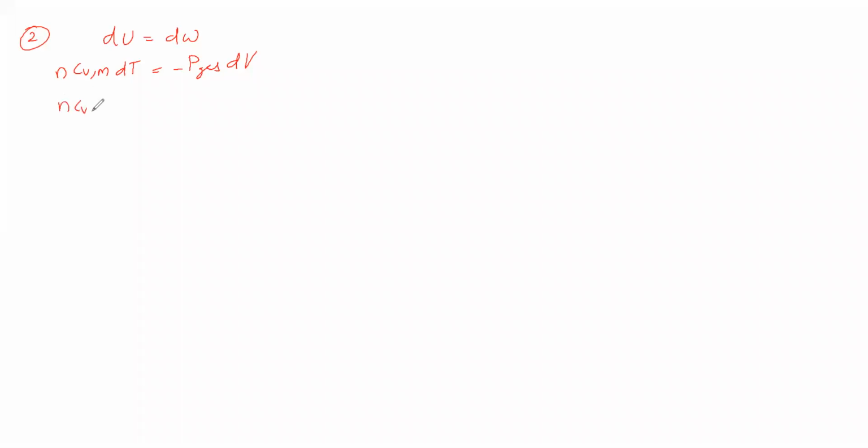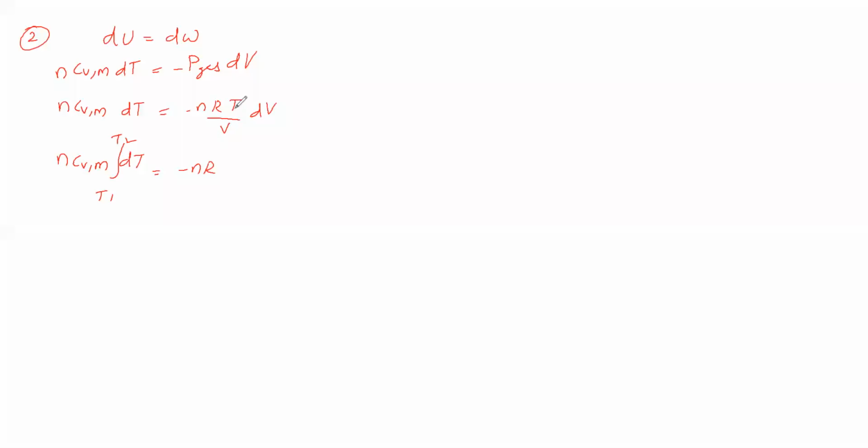So n Cv,m dT, we will write it as dT, and the pressure of gas we will write as minus nRT by V, dV. Okay, now for the entire process we will see how it will be. So n Cv,m dT, from T1 to T2 equal to this, we will write minus nR.